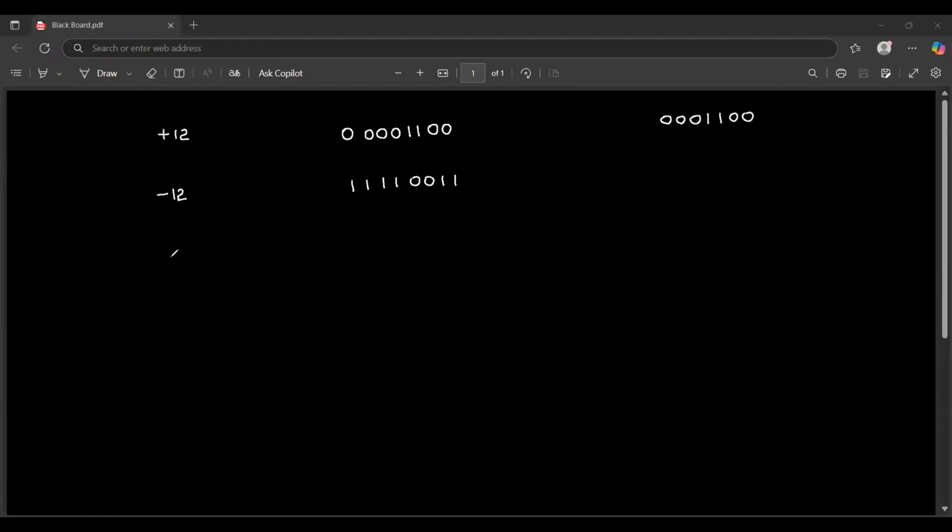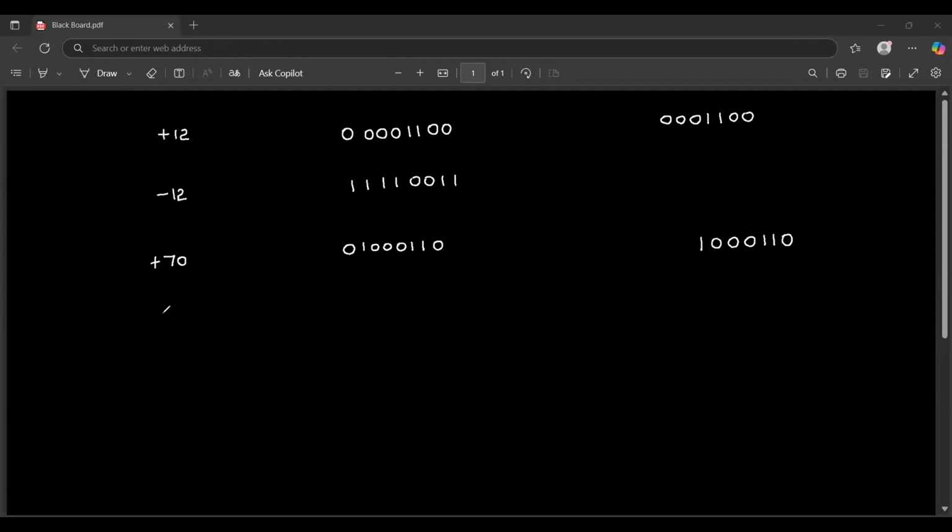Something like 70. Positive 70 is a positive number, so the first bit will be 0. For 70, we need a 64, and then we need 6. So no 32, no 16, no 8, yes to 4, yes to 2, no 1. So it will be 1, 0, 0, 0, 1, 1, 0. So this is the positive 70.